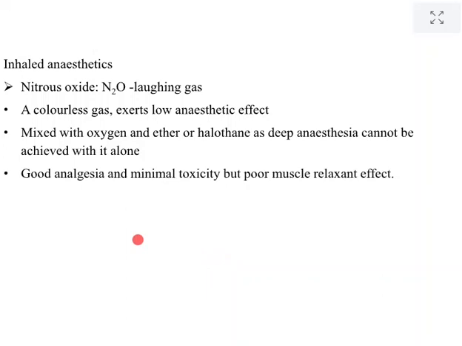So we look at the first class, the inhaled anesthetics, and we are starting with nitrous oxide, which is also known as the laughing gas. It is a colorless gas, exerts low anesthetic effect. So you do not really want such a drug. You'd have to use it mixed with others, because we said you want a drug which has good effect, which has rapid onset of activity, but nitrous oxide is not highly effective. It's not very highly active. Therefore, you need to mix it. So it's mixed with oxygen and ether or halothane, as deep anesthesia cannot be achieved with it alone. We have said it has low anesthetic activity.